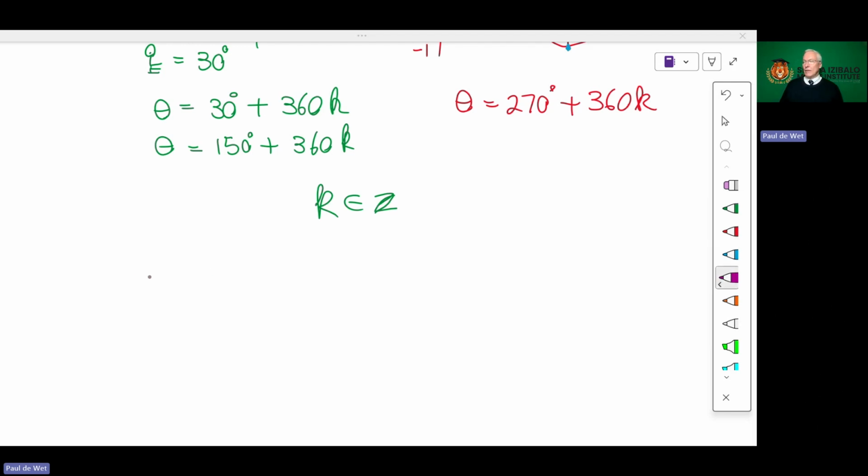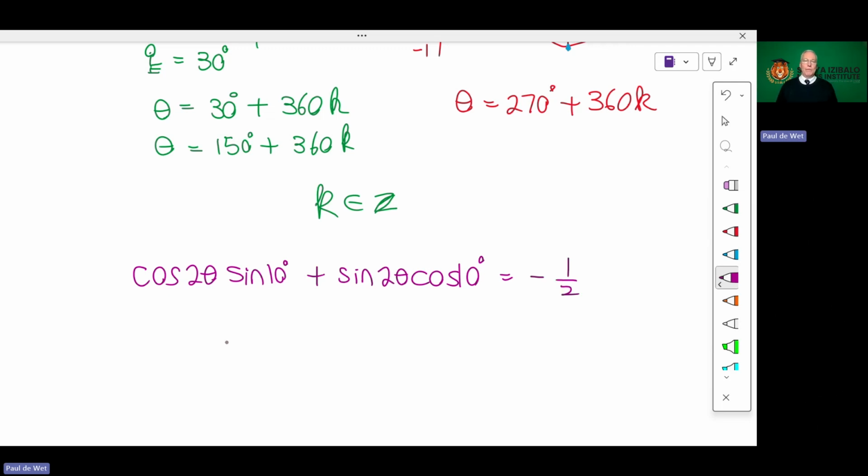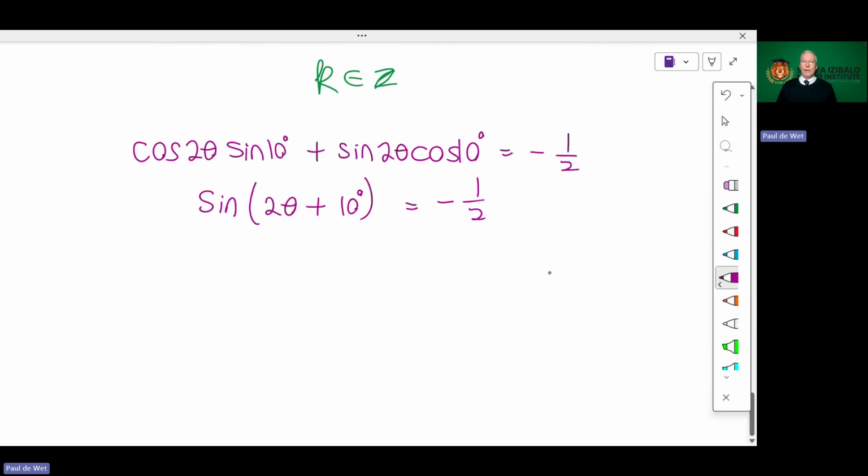All right, something like this: cos 2 theta sine 10 degrees plus sine 2 theta cos 10 degrees equals negative a half. And the reason I keep using a number that I know is just to save using a calculator. All right, this is in fact our compound angle formula. It's the right-hand side of sine of 2 theta plus 10 degrees, equals minus a half. And I would describe this as vanilla.